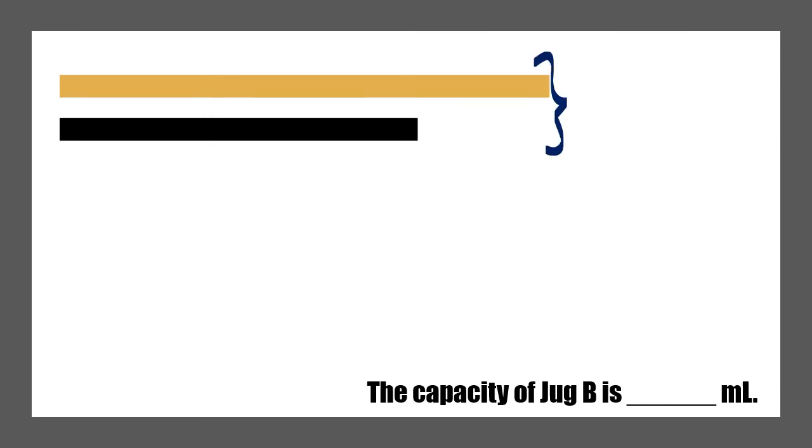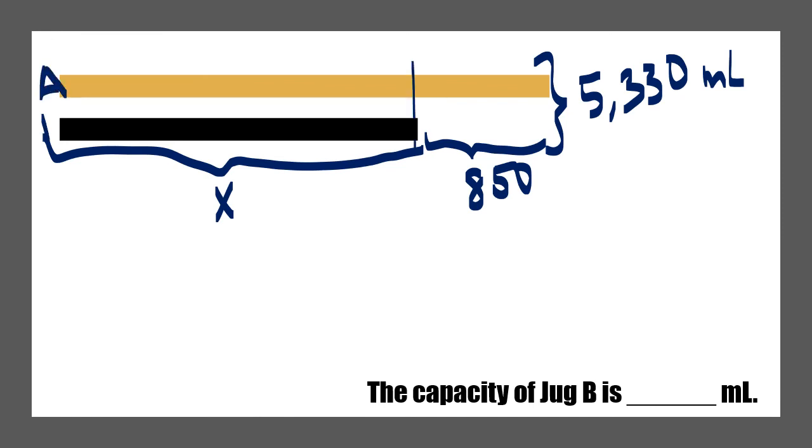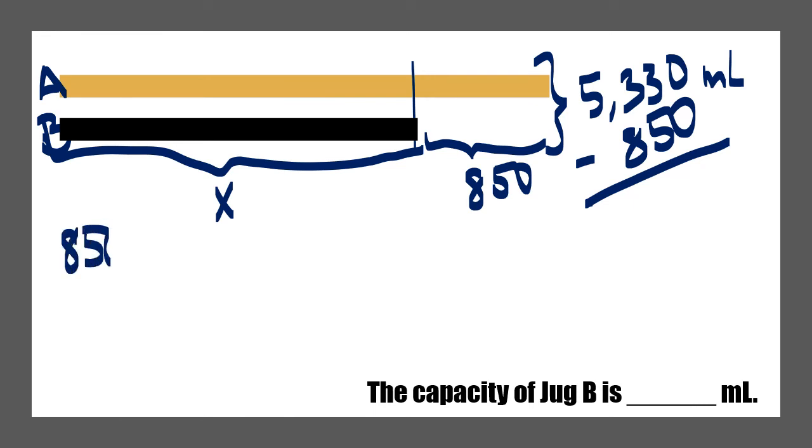Okay, so this is 5,330 milliliters. This section is 850. This is what we're looking for. I'll remind you of that. This is A, this is B. And we talked about how we need to subtract out 850 from this 5,330. I kind of started looking at that subtraction problem and thought, oh, I'd rather count up. So I'm going to go 850. How much do I need to add on to that to get to 5,330?